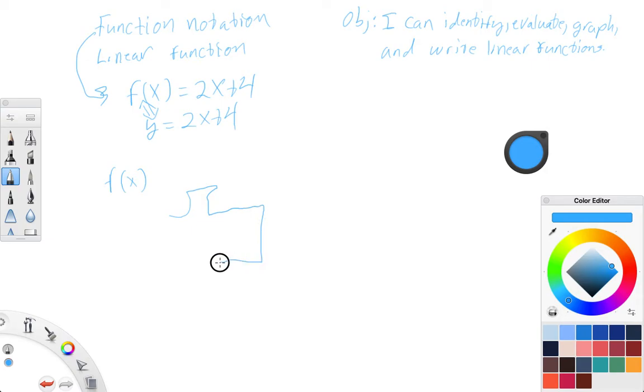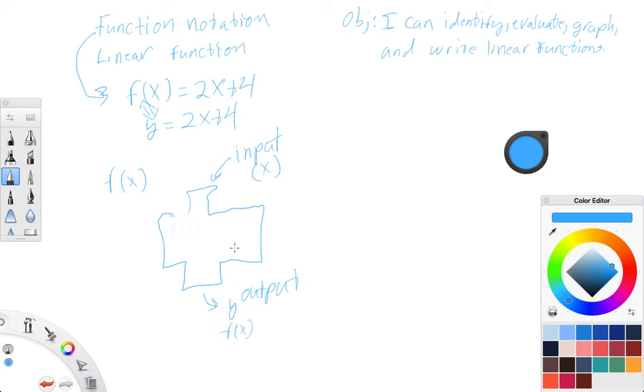We have this machine, and up here at the top we have our input, which is our independent variable, our x. We can throw in whatever x we want. And then we have this machine. This machine is our f of x. And then we get out our y, or we get out our f of x. So our output. This is our output. This is our f of x.